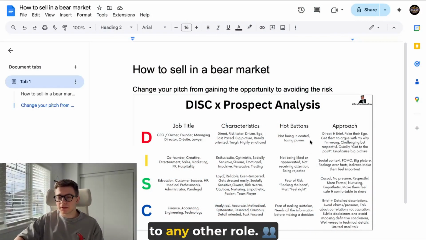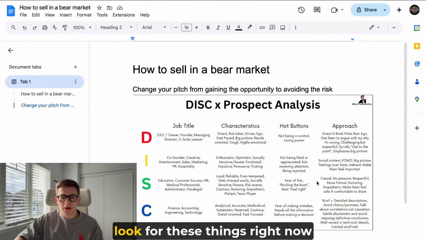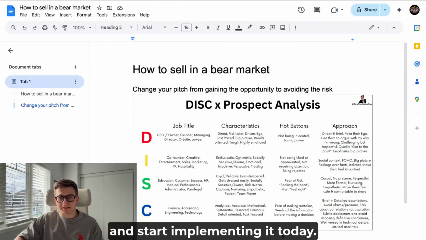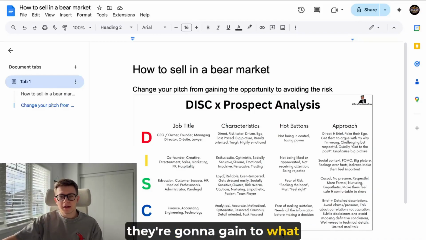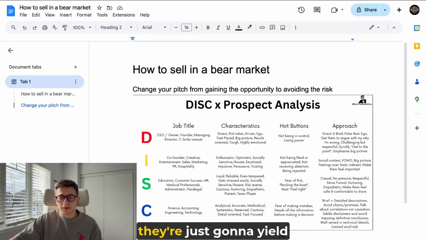This will also apply to any other role. You can just pause the video, look through these things right now, and start implementing it today. Change your pitch from what they're gonna gain to what they're gonna avoid, and they're just gonna yield you good results.